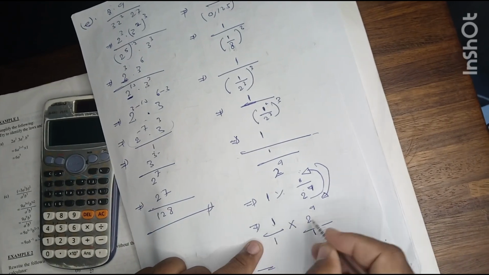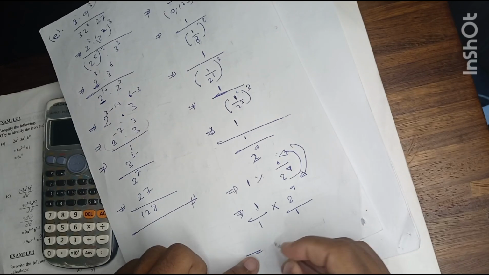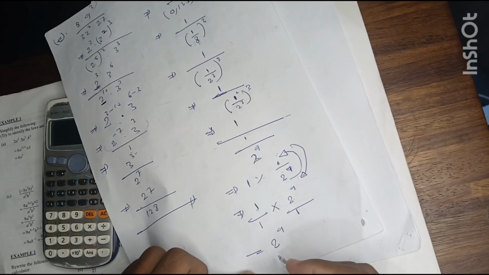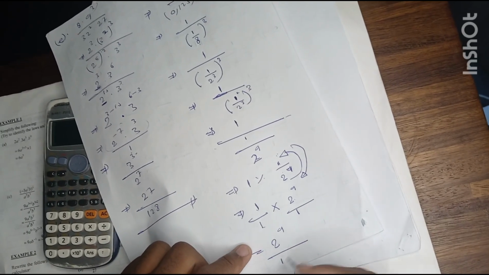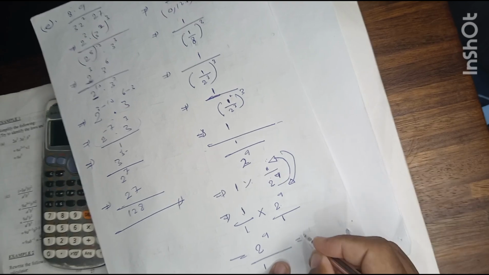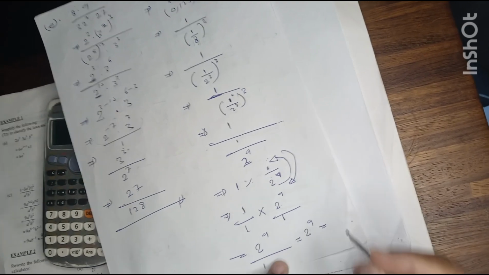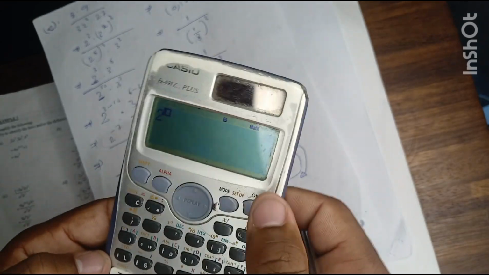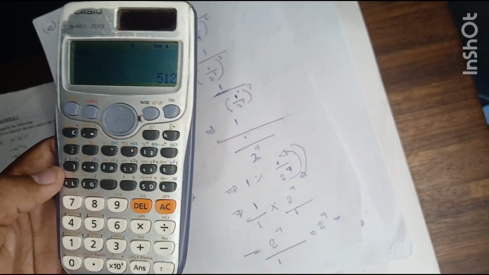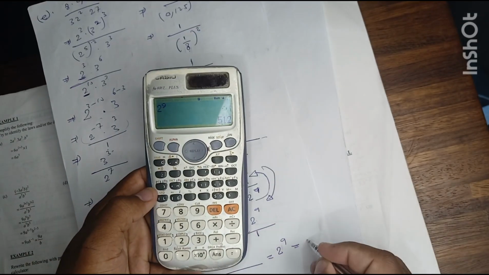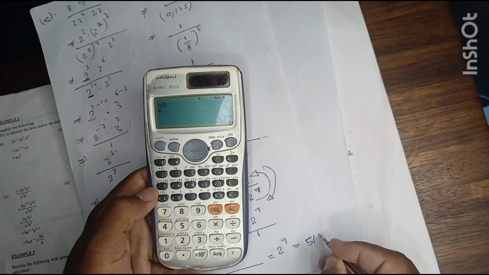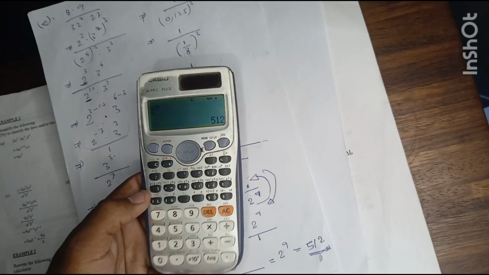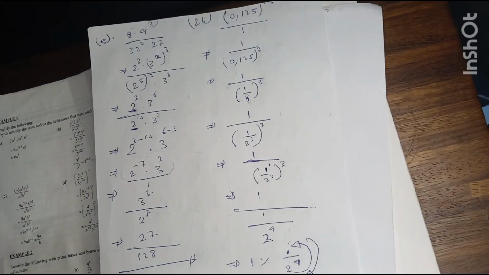Then 1 times 2 to the exponent 9 is 2 to the exponent 9 all over 1 times 1, which is 1, so it's still 2 to the exponent 9. Remember we are simplifying, so let us punch this number. This exponent is going to be 512. So this is our final answer. This is how we do it.